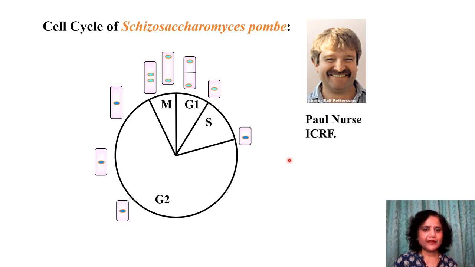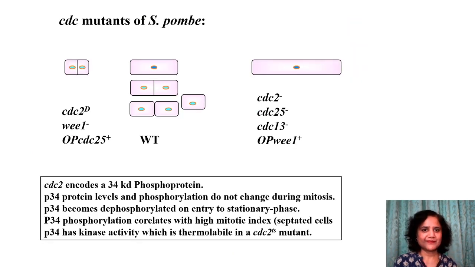So Paul Nurse's lab made collections of CDC mutants of the fission yeast Schizosaccharomyces pombe. And here are examples of some of the phenotypes that they saw. So again, in this case, by looking at the length of the cell and whether or not it has a septum, you can get a pretty good idea what stage of the cell cycle it is in. For example, here is a cell which has duplicated its DNA and it has elongated, but it has not yet divided. And here's a cell which has just divided into the two daughter cells, and so on in the wild type or normal cell population.